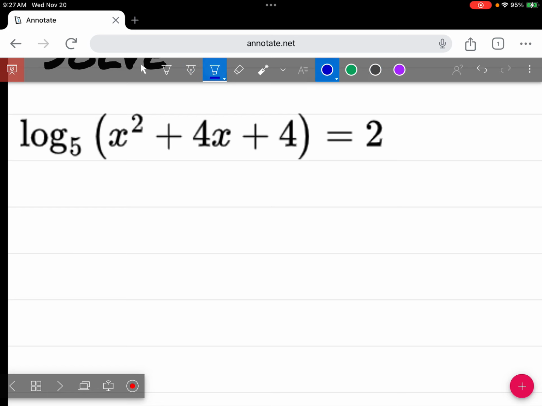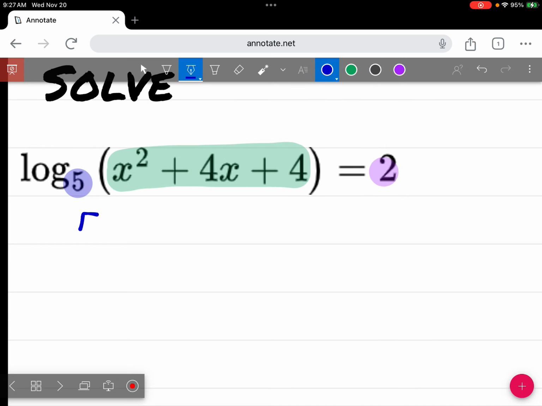So we have a base of 5, a power of 2, and this whole quadratic is our argument. So when we switch this around into our exponential form, we wind up with 5 squared equals our x squared plus 4x plus 4.